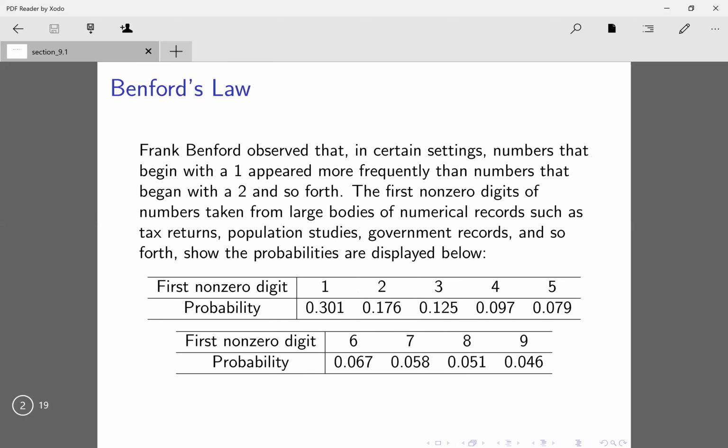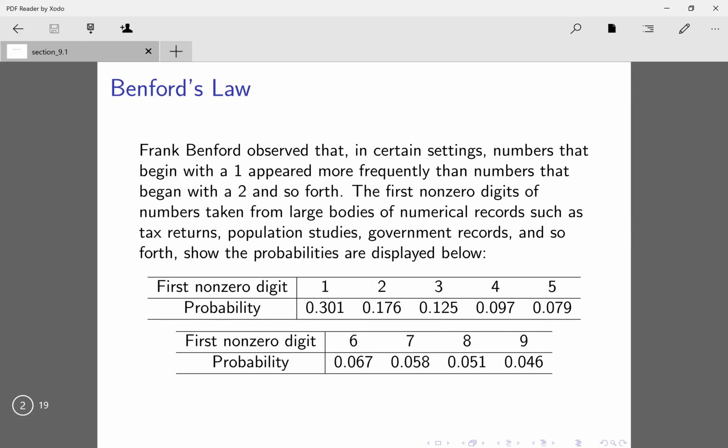So this is what's called Benford's Law. Benford's Law is something that was observed by Benford, but Ted Hill also showed why this is true. He observed that the leading digit of things in government records, population studies, and tax returns are much more likely to begin with a 1 than they are with a 9. Very few numbers begin with a 9 in data such as this.